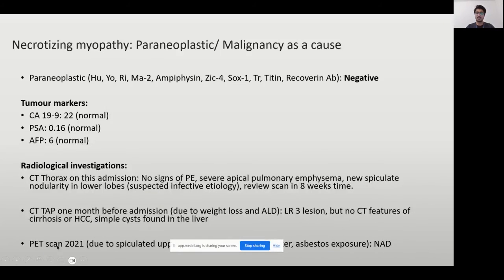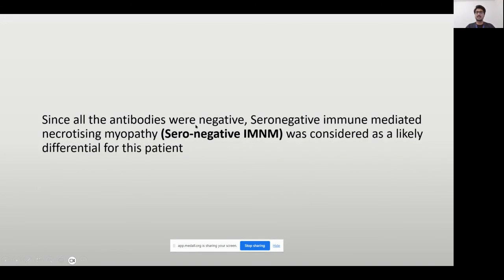And he had a PET scan as well, and that was normal as well. The PET scan was done in 2021. And he was to have a PET scan after that as well when he was discharged from the hospital. So, since all the antibodies were negative, seronegative immune-mediated necrotizing myopathy was considered as a likely differential for this patient.